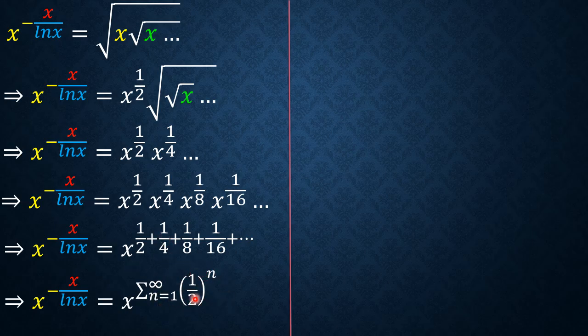The first term is what? 1/2. The common ratio is still 1/2. So we're going to have 1/2 over 1/2, which gives us 1. That therefore implies our equation can turn into x to the power negative x over natural log of x equals just x raised to the power 1.